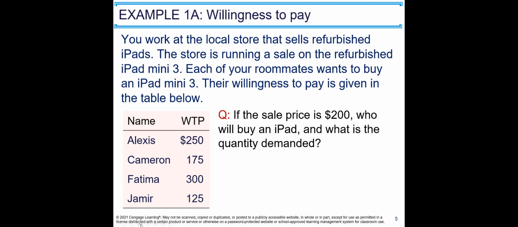If the price is $200, your roommates are going to compare their willingness to pay with the price, and if the willingness to pay is higher than the price, then they will buy. In this case, Alexis is going to buy, Fatima is going to buy, Cameron doesn't want to pay more than $175, so he is not going to buy, Jamir is not going to buy, so the quantity demanded will be 2 iPads.